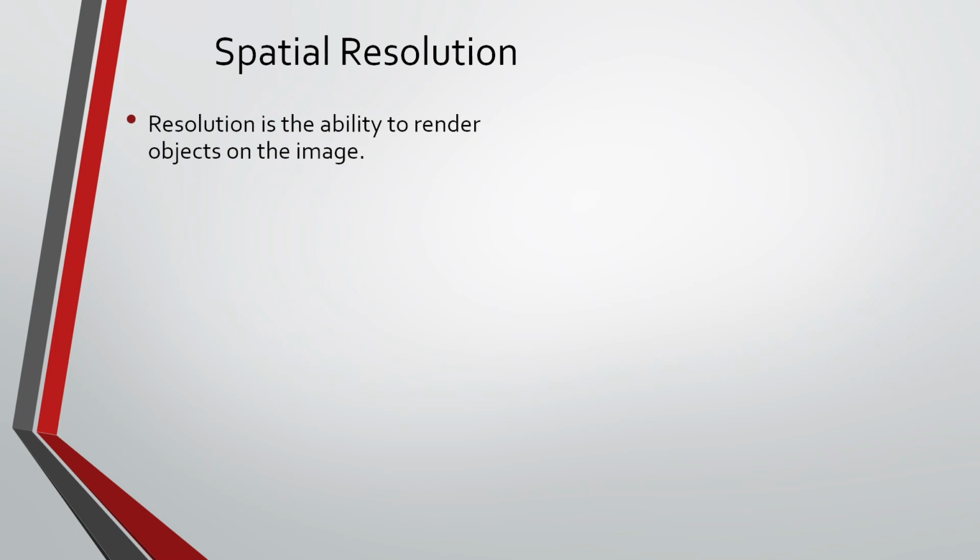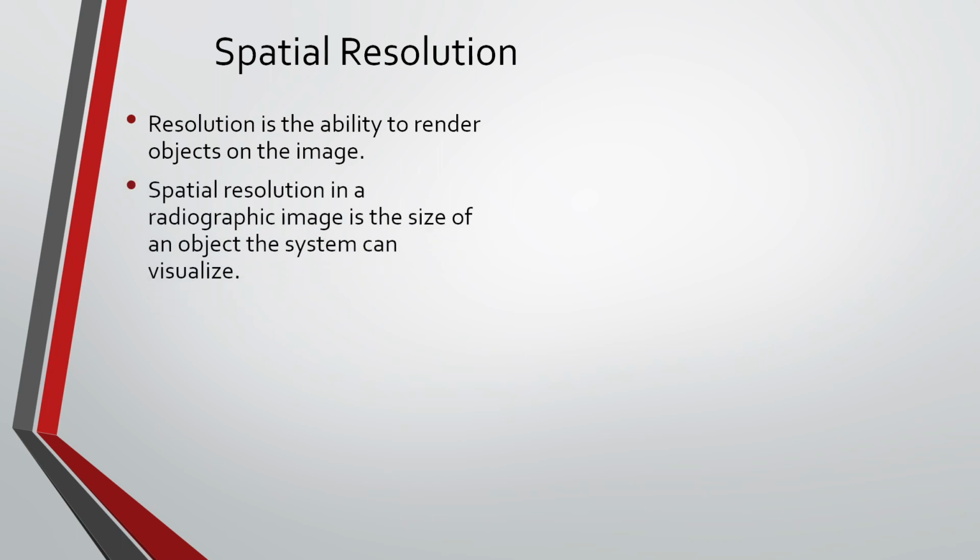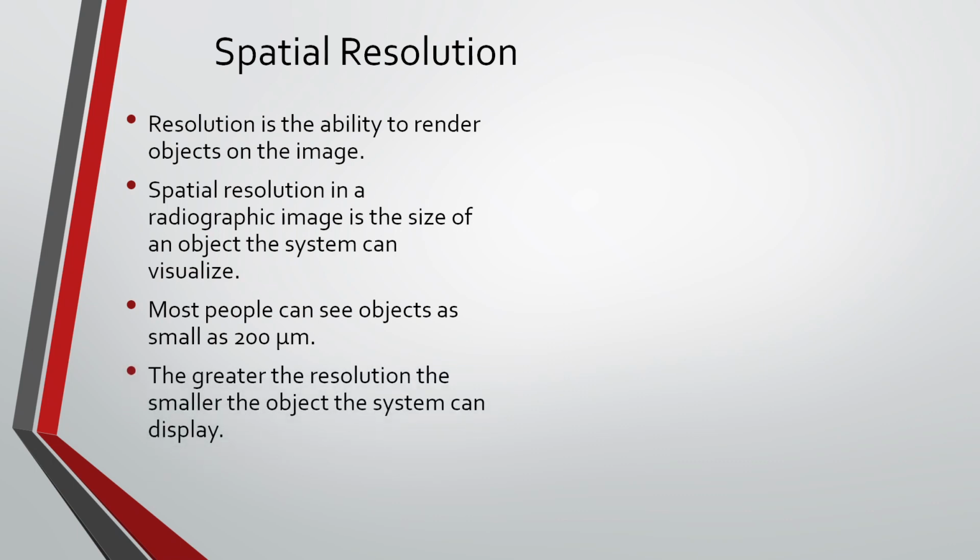Resolution is the ability to render objects on the screen or on the image. Spatial resolution in a radiographic image is the size of an object the system can visualize. So the spatial resolution is the size of the object the system can visualize. Most people could see objects as small as about 200 micrometers. Some people can see smaller, okay? So they can see maybe 100 or maybe even 50 micrometers. The greater the resolution, the smaller the object the system can display. So if the system has greater resolution, it can display smaller objects.